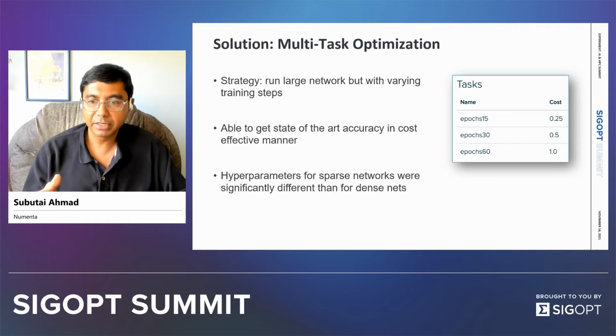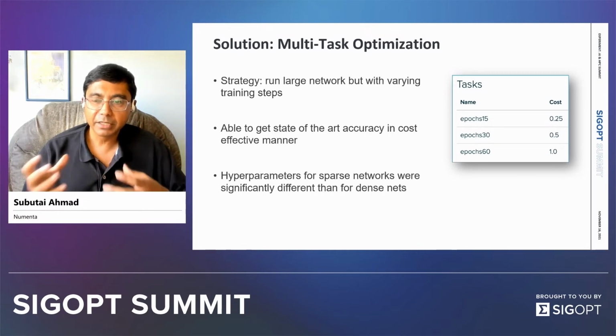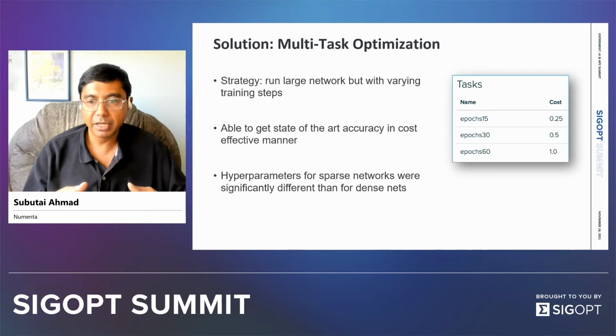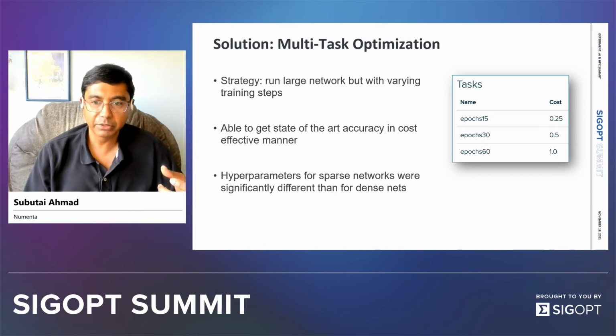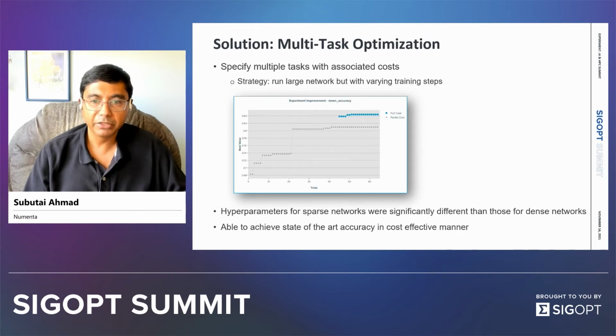So you can see on the right, another screenshot from their dashboard. I set up a 3-task system. So we train the network for 15 epochs, that's a cost of 0.25, 30 epochs, or 60 epochs, which is the full cost training. And by balancing between these different tasks, we're able to actually get state-of-the-art accuracy in a cost-effective manner. And again, what we found is that the hyperparameters for sparse networks were pretty different from those for dense networks. So this was definitely a worthwhile thing to do.